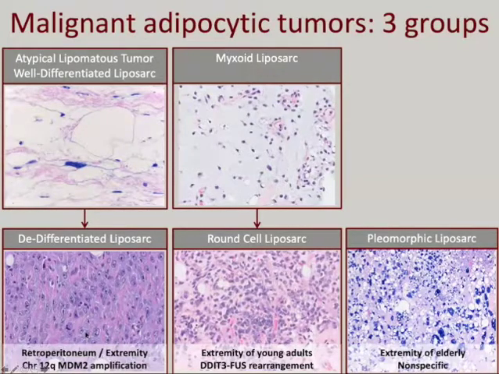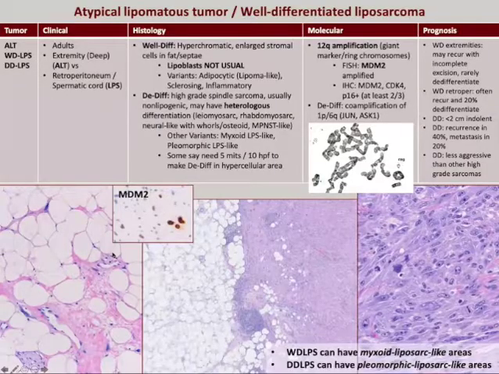Genetics are defined by chromosome 12 MDM2 amplification on the left, DDIT3 FUS rearrangement in the middle, and essentially non-specific complex karyotype in pleomorphic. So just as a reminder, you're going to be dealing with, usually for ALT well-diff, a fatty lesion with atypical or hyperchromatic stromal or spindle cells. There are variants of well-diff, right? That's lipoma-like, sclerosing, inflammatory.